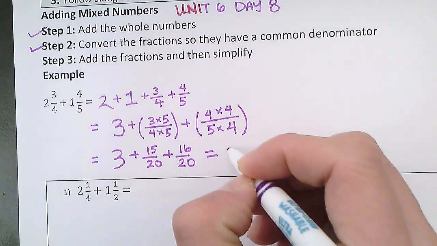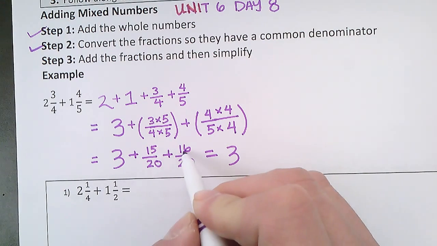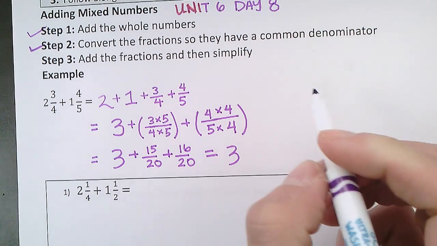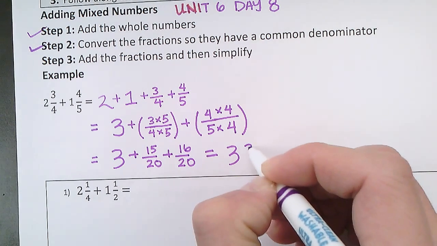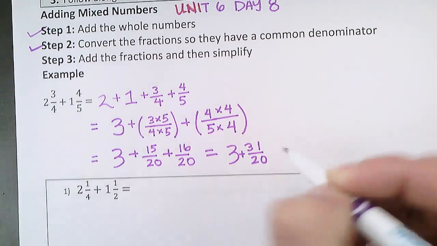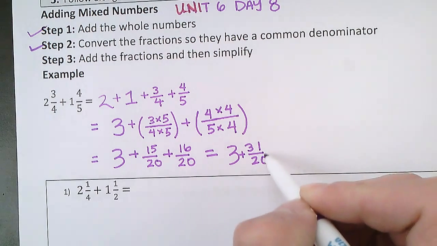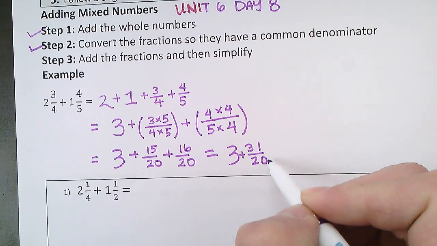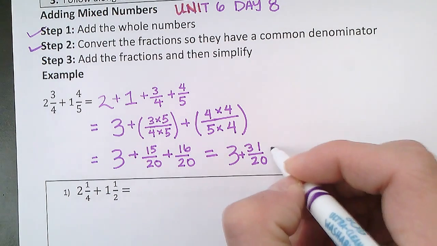So we still have our whole 3. And then 15 plus 16, I can add these two numerators because they have the same denominator now. 15 plus 16, 31. So I have 3 plus 31 over 20. Now, in this case, I actually have an improper fraction because my numerator is bigger than my denominator. I have 31 out of 20. So I have to convert this improper fraction into a mixed number.